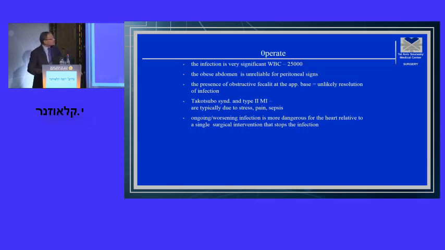Takotsubo syndrome and type 2 MI are typically due to stress, pain, and sepsis, and ongoing or worsening of the infection is more dangerous to the heart relative to a single surgical intervention that stops the infection. Please vote.